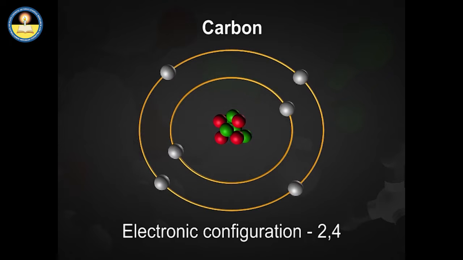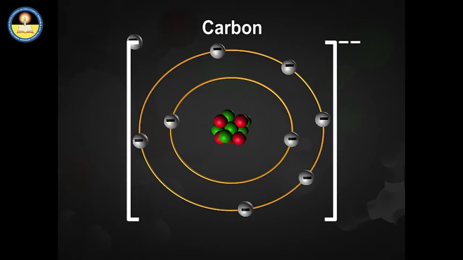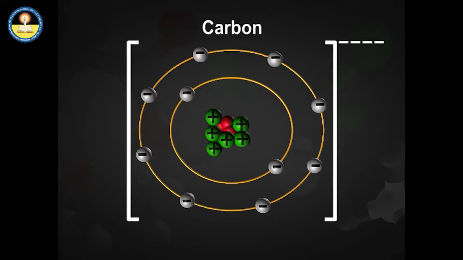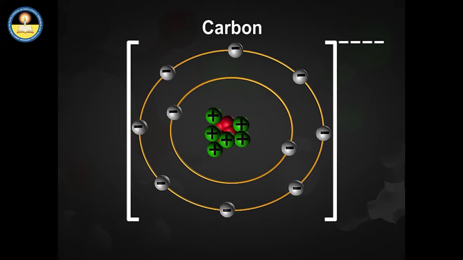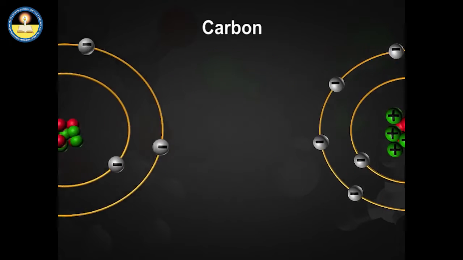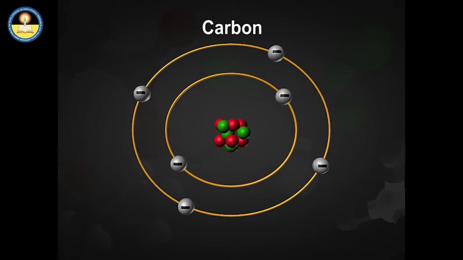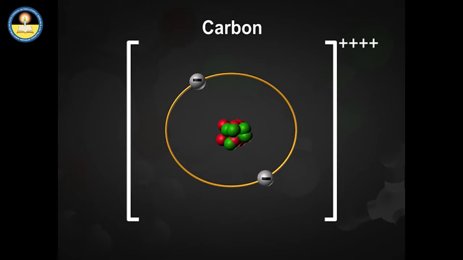If it were to gain or lose electrons, 1. It could gain 4 electrons to form C4− anion, but it would be difficult for the nucleus with 6 protons to hold on to 10 electrons, that is, 4 extra electrons. 2. It could lose 4 electrons to form C4+ cation, but it would require a large amount of energy to remove 4 electrons, leaving behind a carbon cation with 6 protons in its nucleus, holding on to just 2 electrons.